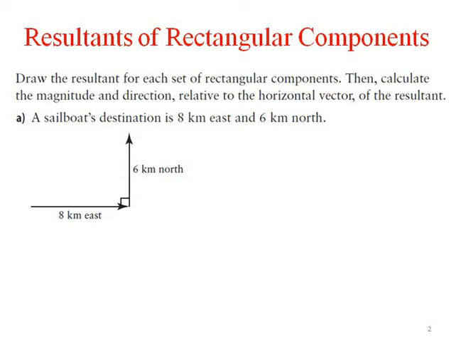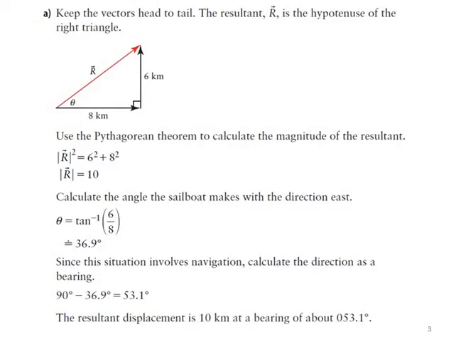Part A is saying that the sailboat's destination is 8 kilometers east and 6 kilometers north, and they are perpendicular to each other because one of them is going east, the other one is going north. So when we draw it, we keep the vectors head to tail, so the resultant is going to be vector R. And since we are dealing with the right triangle, we can find the hypotenuse. Based on the Pythagorean theorem, the magnitude of R to the power of 2 equals 6 to the power of 2 plus 8 to the power of 2. That will give me the magnitude of R equals 10.